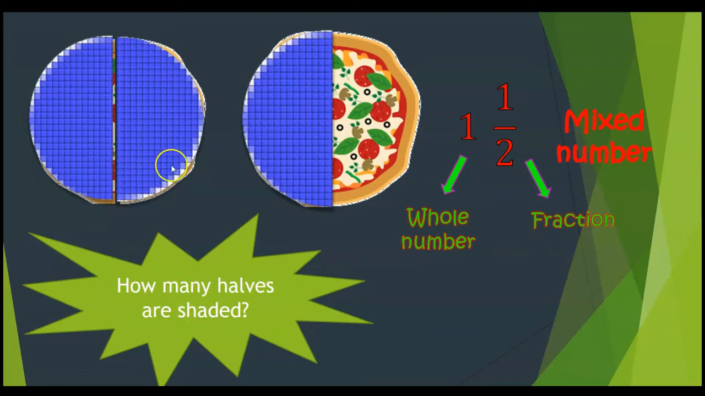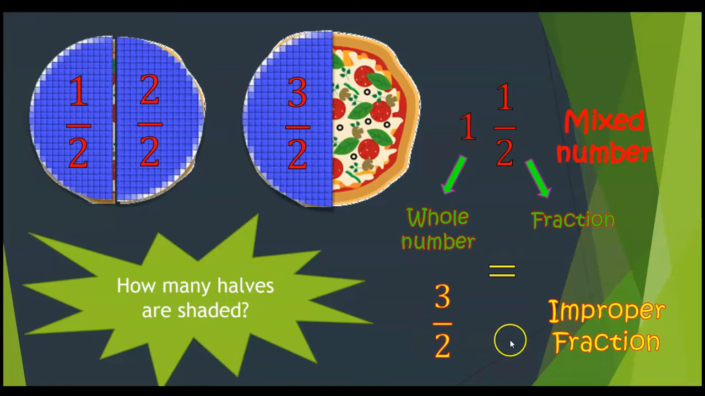We said each part here is half of the pizza. Let's count on the halves. 1 half, 2 halves, 3 halves. So if I counted the number of halves I have here, it will be 3 halves. There are 3 halves. In this case, I wrote the mixed number as an improper fraction.